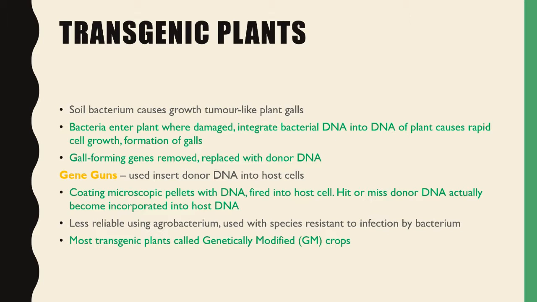We use things called gene guns, which are used to insert the donor DNA into host cells. We coat microscopic pellets with DNA, and they are fired into the host cell, and hit or miss, donor DNA becomes incorporated into the host DNA. It's less reliable when you use agrobacterium, which is used with species that are resistant to infection by the bacterium. Most transgenic plants are called genetically modified crops, or GM crops.